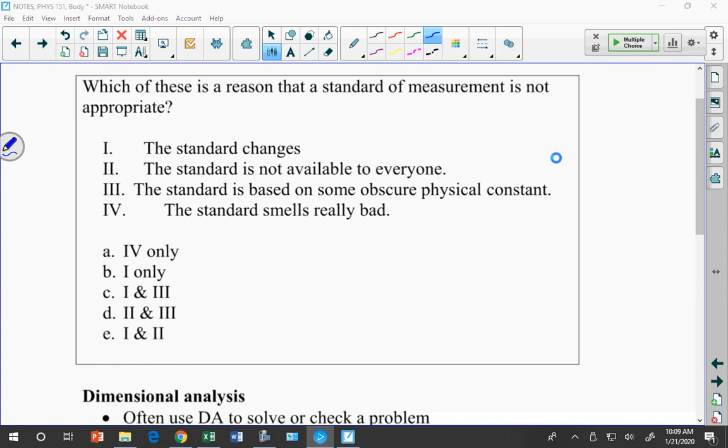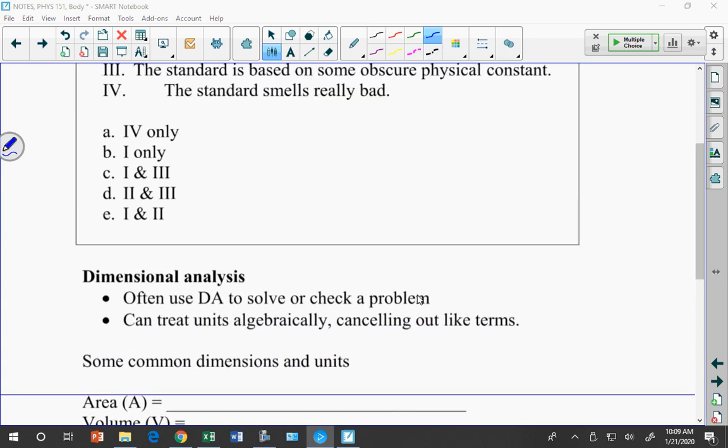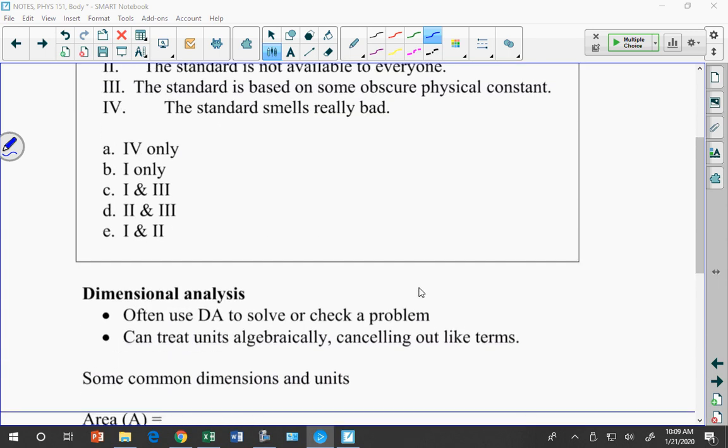All right. Let's do dimensional analysis. Let me go ahead and give you your metric prefixes. We don't really use them that much, but let me give them to you anyway. You'll see them periodically. Micro, milli, centi, kilo, mega, and giga.